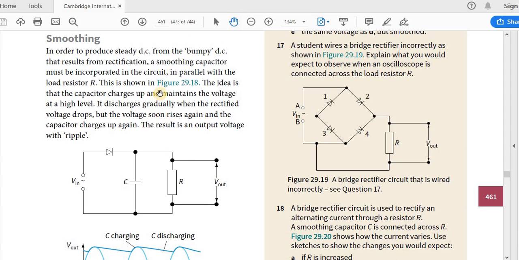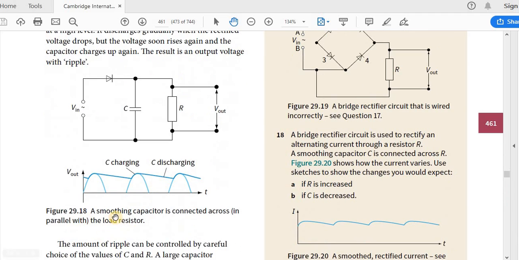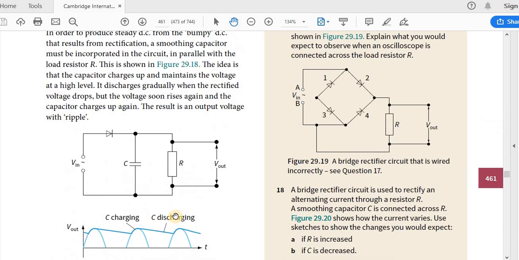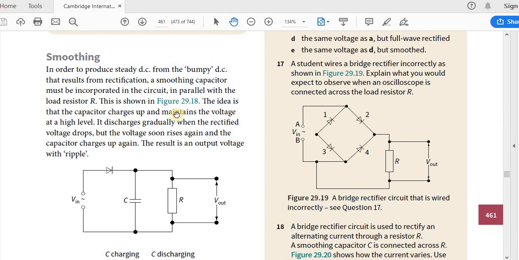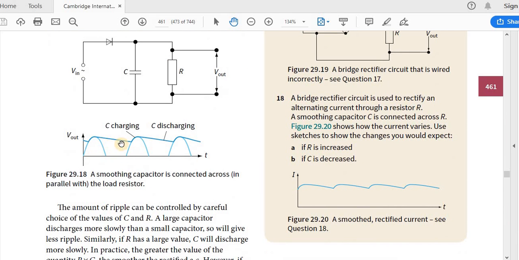This is shown in figure 29.18. A smoothing capacitor is connected across, in parallel with, the load resistor. The idea is that the capacitor charges up and maintains the voltage at a high level. It is discharged gradually when the rectified voltage drops, but the voltage soon rises again and the capacitor charges up again. The result is an output voltage with ripple. So this is what you get.